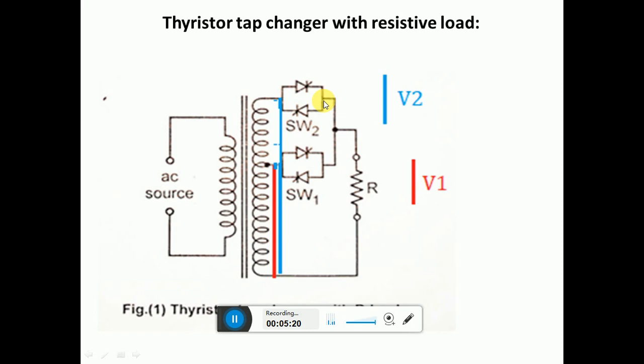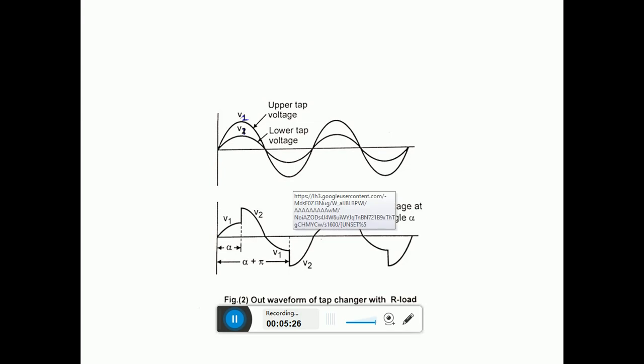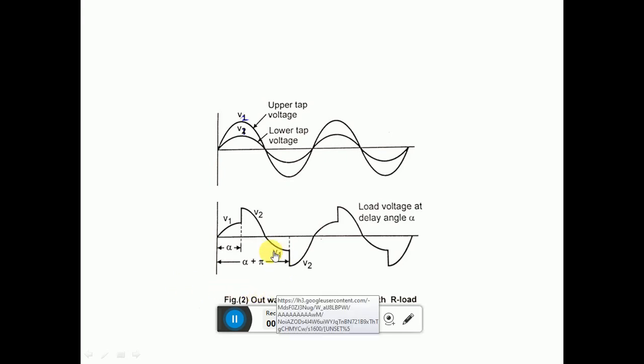That waveform is actually shown in this figure, from alpha to pi, and after that the same cycle will repeat. Once the current crosses 0, switch 2 will be off. Again a negative voltage will be applied between the cathode and anode. So ultimately it will operate, and for the negative cycle we will get the same or a similar waveform, but the negative half.